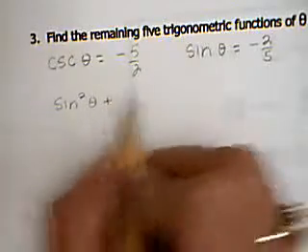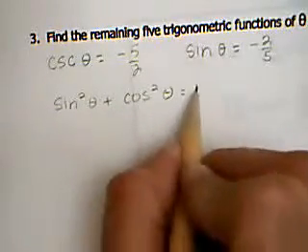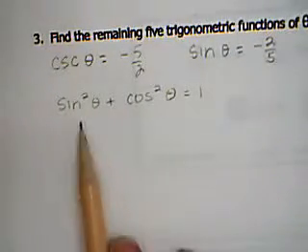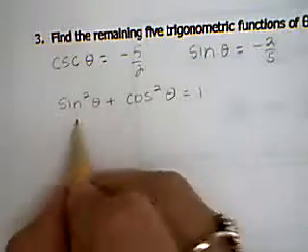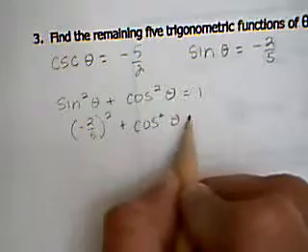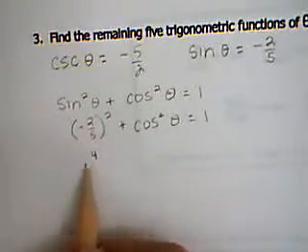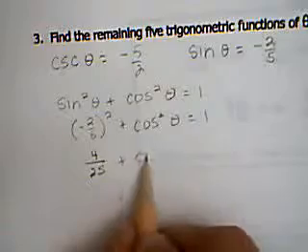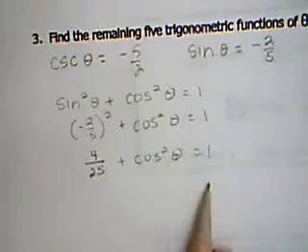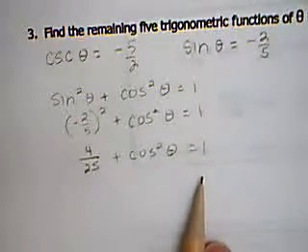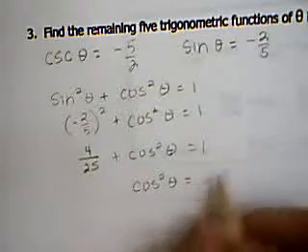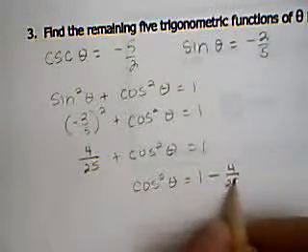Sine squared of theta plus cosine squared of theta is equal to 1, because now I have the sine of theta that I can substitute into the identity. -2/5 squared plus cosine squared of theta is equal to 1. So that would give me 4/25 plus cosine squared of theta is equal to 1. Subtract 4/25. So we would have cosine squared of theta is equal to 1 minus 4/25.